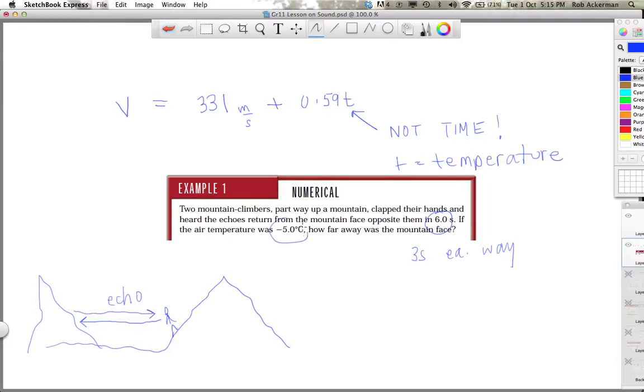The air temperature is -5 Celsius, so right away we know that the speed of sound can be calculated: 331 plus 0.59 times the temperature. Be careful here, this is a negative temperature, so -5. And what's that going to do? That's going to bring the speed of sound down just a little bit below 331, by 2 or 3, right? Make sure you get a number below 331. And what's that going to come to?